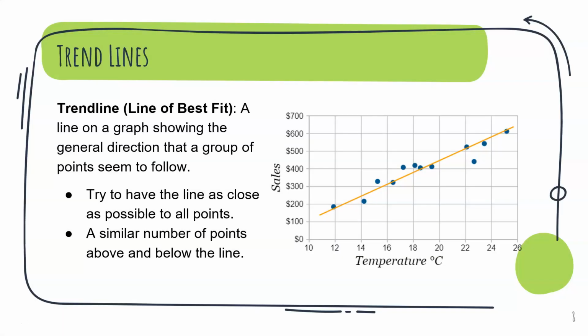Okay, another thing that you're going to see on scatter plots or line graphs is a trend line, also known as the line of best fit. This is a line on a graph showing the general direction that a group of points seem to follow. So when we draw a trend line, we want to try to have the line as close as possible to all points. So if you look at the example here, that line kind of goes through all of those middle points. You want to have the same number or a similar number of points above the line and below the line. So in this case, we have 3 points above the line and 3 points below the line. The line does go through a couple points, but again, we're just trying to get it as close as possible so it's even on both sides.